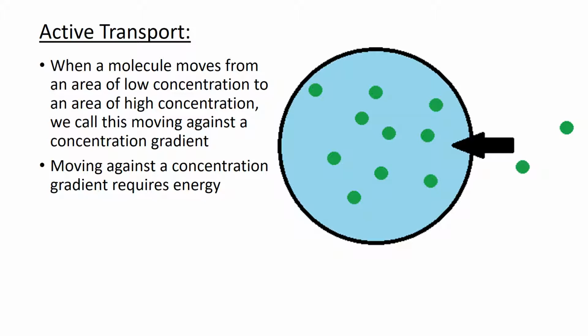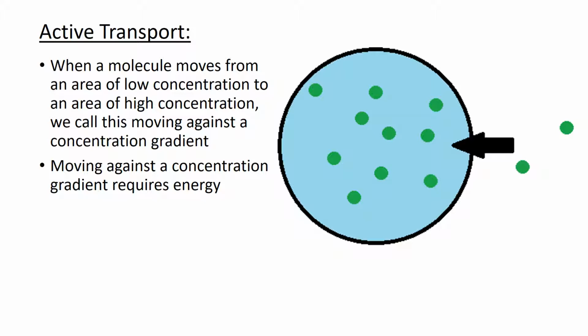as in diffusion. When a molecule moves from an area of low concentration to an area of high concentration, we call this moving against a concentration gradient. And moving against a concentration gradient requires energy. So that's why sometimes the cell has to engage in active transport, meaning using energy to move a substance across a cell membrane, because sometimes a substance will be moving against a concentration gradient.